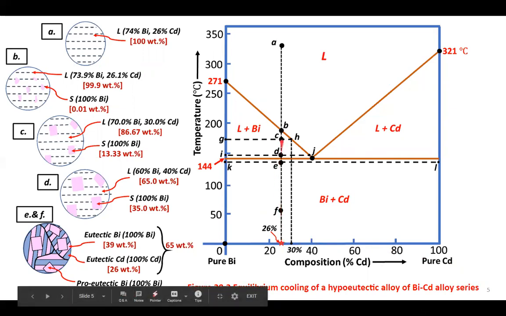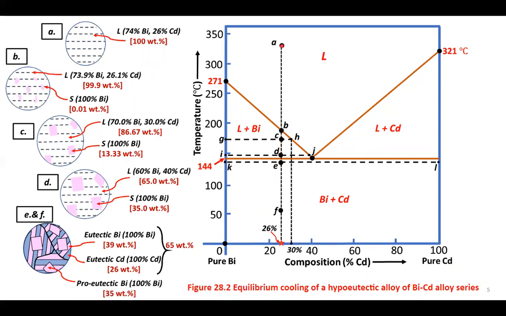I'll draw a straight vertical line, very high temperature. We start discussion on the equilibrium cooling. We have taken this 26% cadmium alloy at a very high temperature corresponding to point A. Only one phase exists in this alloy. That phase is liquid solution of bismuth and cadmium. The chemical composition of the liquid phase is the same as is of the alloy.